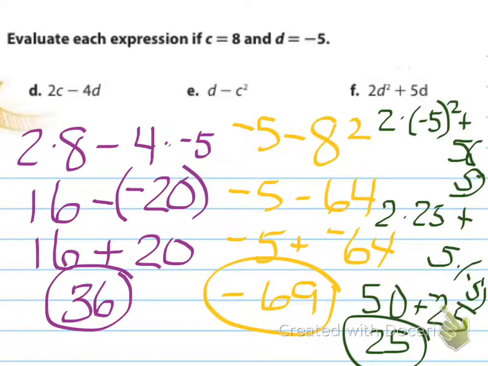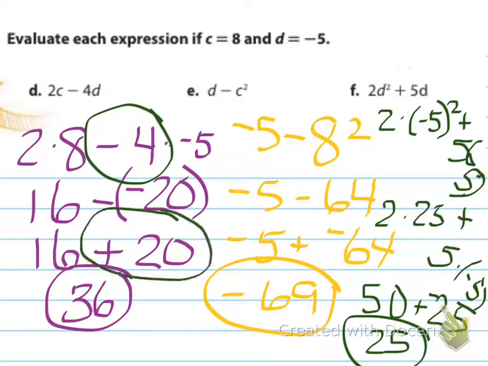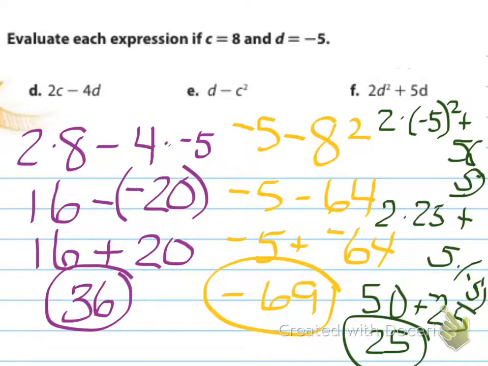Now you could have thought of this as -4 times -5 and made it a +20, which would have come out to the same thing anyway. Because we know that if we are subtracting a negative, then we're adding its opposite, and so it ends up being 16 plus 20, which is 36.